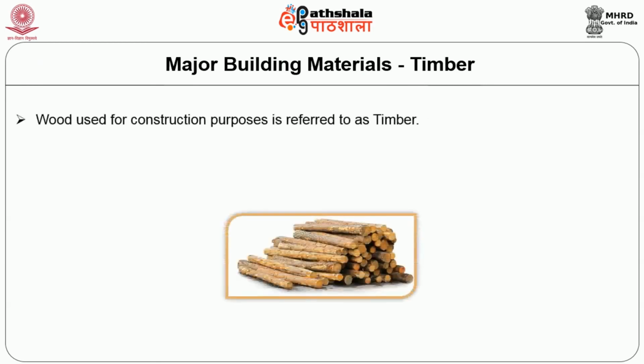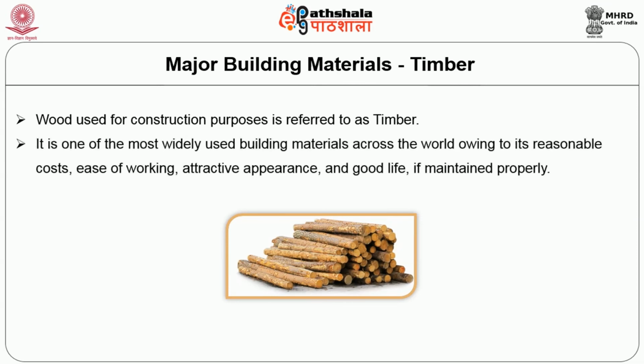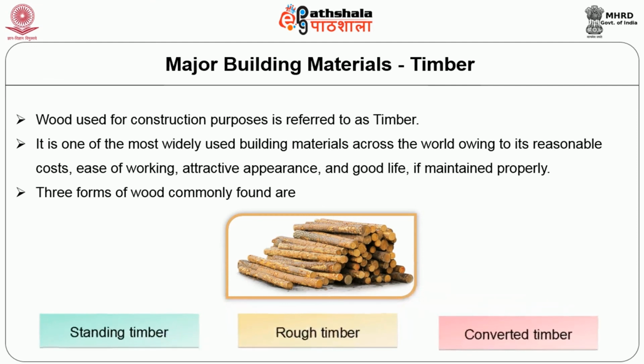Timber. Wood used for construction purposes is referred to as timber. It is one of the most widely used building materials across the world owing to its reasonable cost, ease of working, attractive appearance and good life if maintained properly. Three forms of wood commonly found are standing timber, the wood of a living tree that is good for construction; rough timber, timber obtained from felling a tree; and converted timber, processed rough timber made into planks, battens, posts and beams.